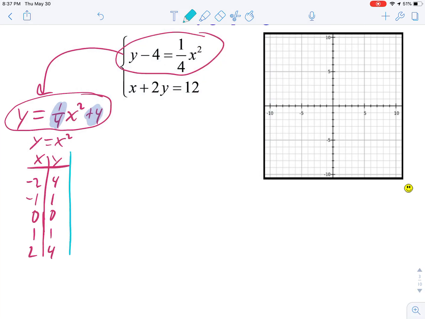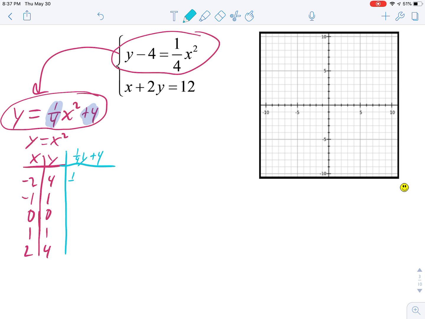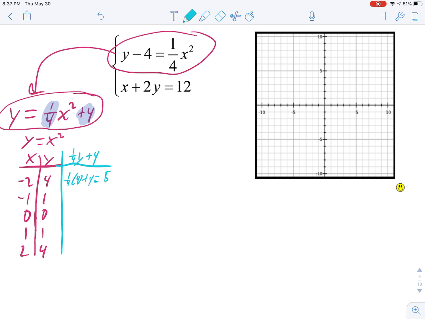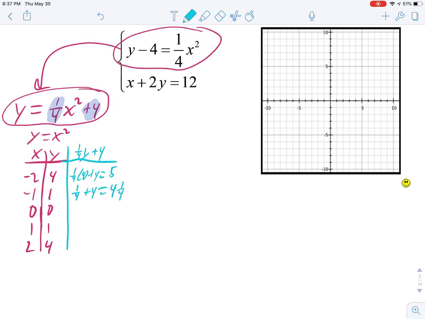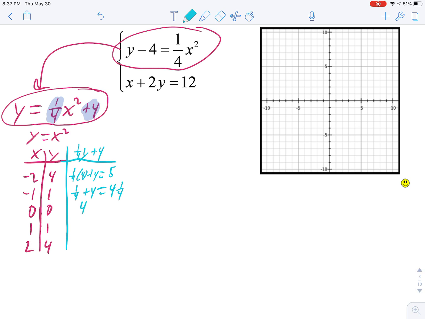Those are both affecting the y. So we're multiplying the y value by 1/4 and then adding 4. So 1/4 of 4 is 1, plus 4 is 5. 1/4 of 1 is 1/4, plus 4 is 4 1/4. And 1/4 of 0 is 0, plus 4 is 4. Then it's the same y value, so 4 1/4 again, and same y value again, that's 5.